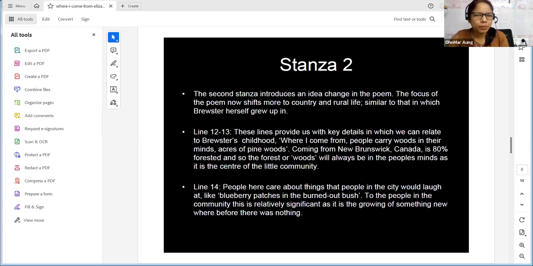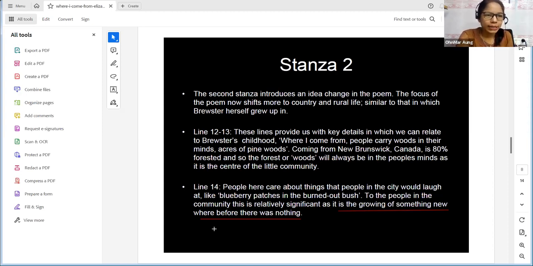So in the city, people might think that, oh, it is quite funny. But in that area, it's not funny. The local people just focus on that. It means it's something concerned with the place. It is the growing of something new where before there was nothing. It means blueberry patches in the burnt out bush.